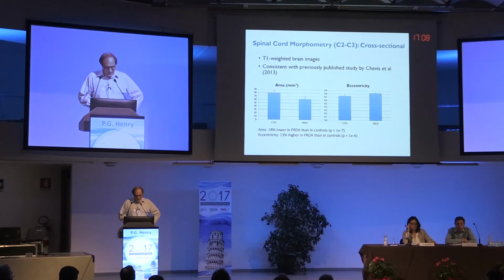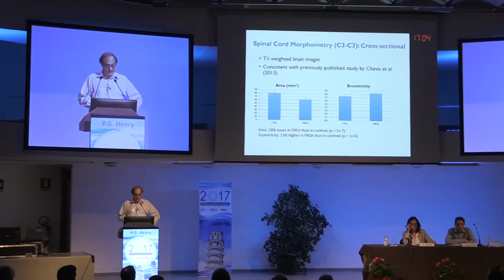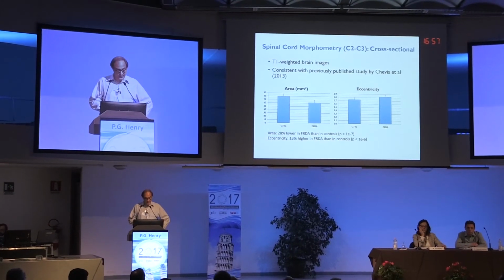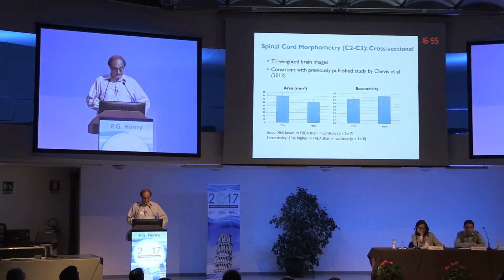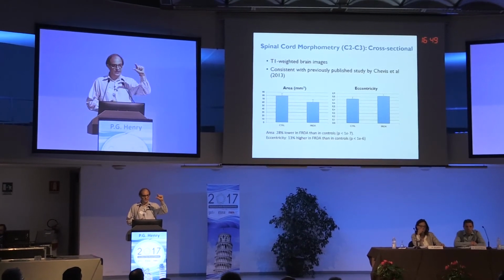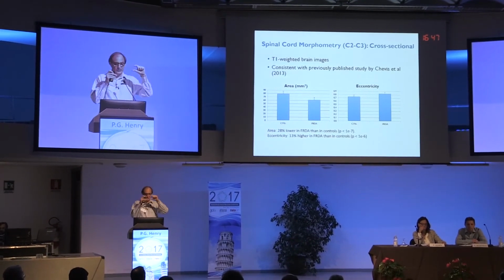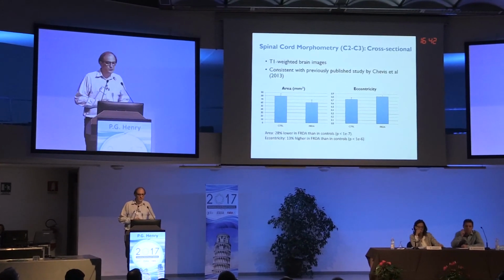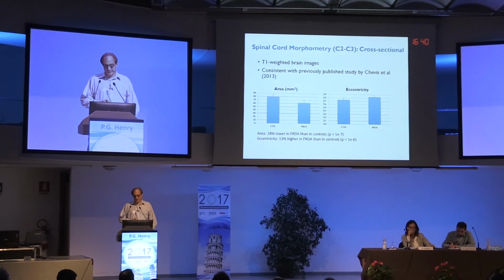So what we found in cross-sectional was that the area was decreased in Friedreich's compared to controls, 28% lower, with a very high significance. And the eccentricity was 13% higher, so that means the spinal cord becomes flatter, the ellipse becomes more elongated. And that's also consistent with the degeneration of dorsal columns.